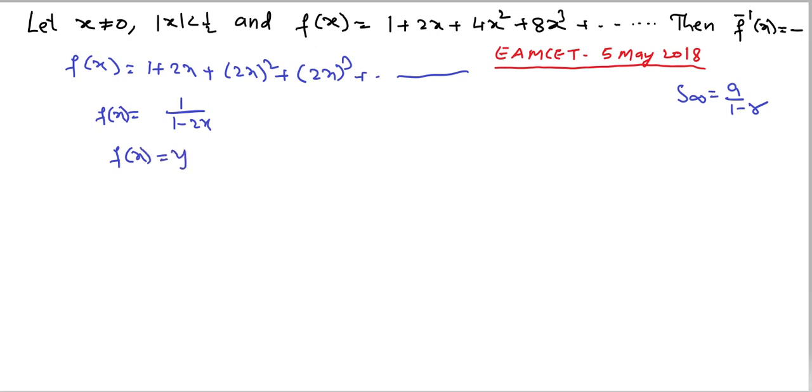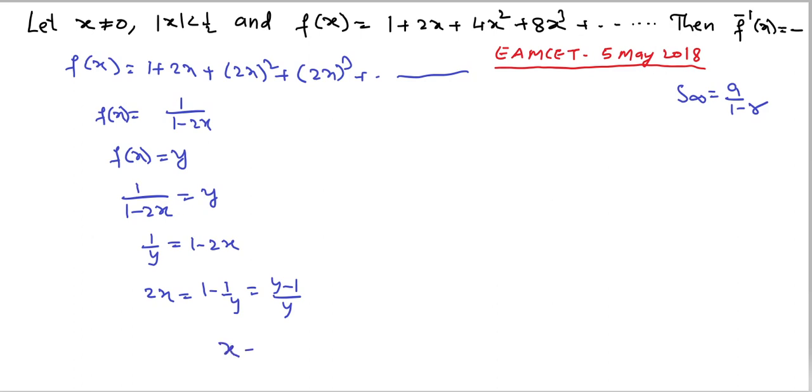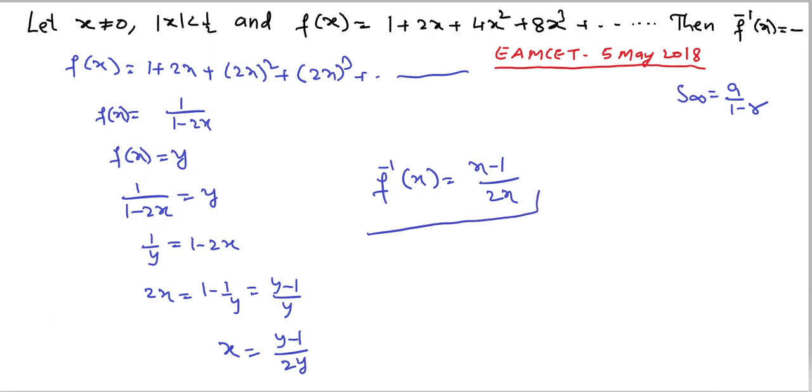Let f of x is equal to y. 1 by 1 minus 2x is equal to y. 1 by y is equal to 1 minus 2x. Therefore 2x is equal to 1 minus 1 by y, that is y minus 1 by y. Therefore the inverse function f inverse x is equal to x minus 1 by 2x. This is the inverse function for the given function.